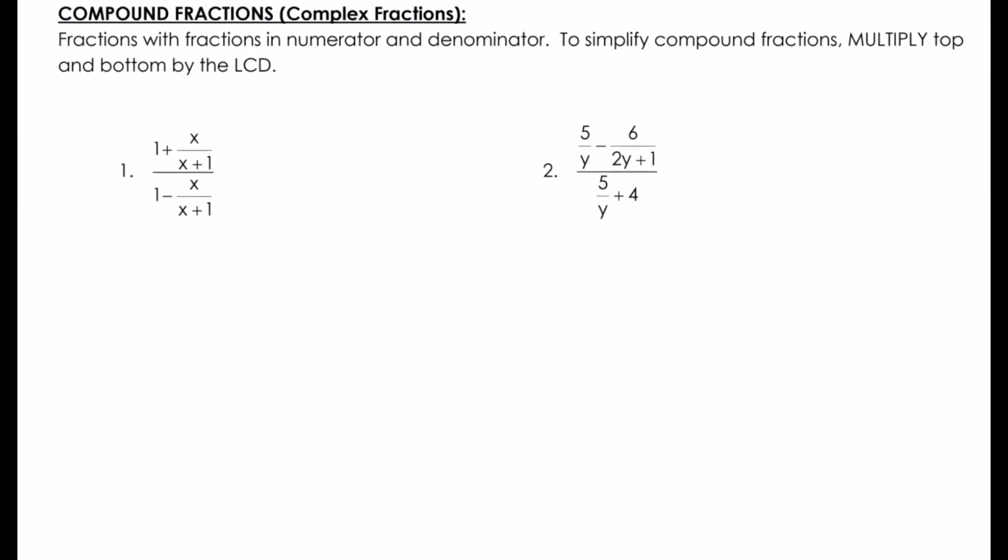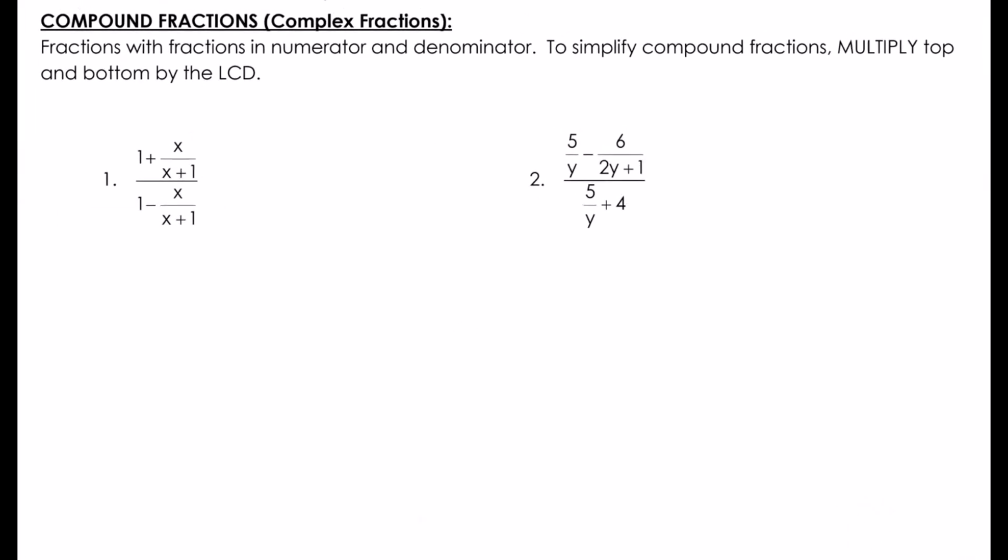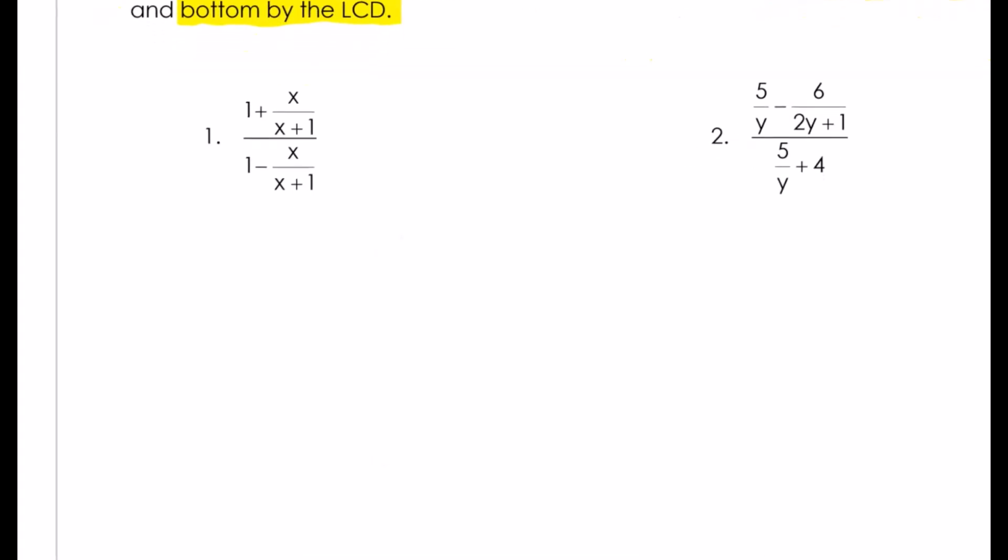All right, the next type of rational expressions that we're going to look at are compound fractions. And compound fractions are just fractions within fractions. To simplify these, in my opinion, the best way to handle this is to multiply the top and the bottom by the least common denominator to eliminate that. All right, so let's look at number 1.